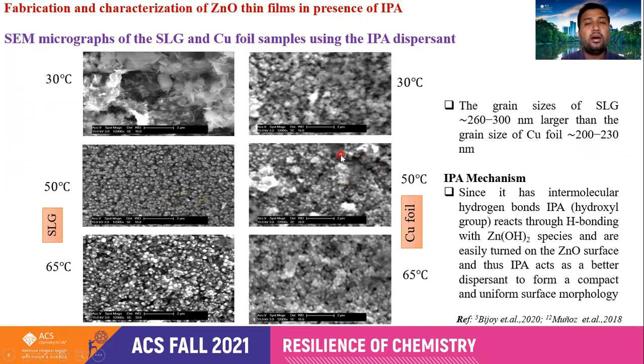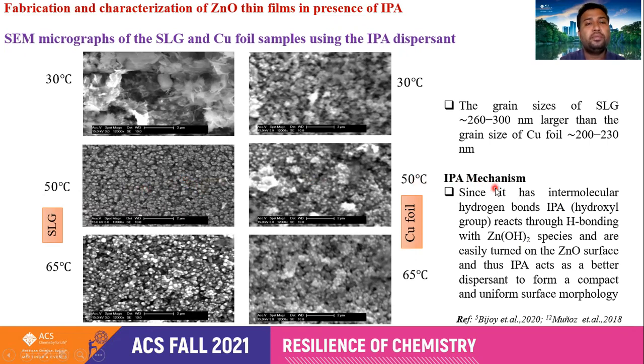Now I will try to explain the isopropyl alcohol mechanism. Why did I choose isopropyl alcohol? Some scientists, Lee et al. and Shea et al., tried different types of dispersing agents like ethylene glycol and propylene glycol, and they found that the quality of zinc oxide thin films is better above 95 degrees Celsius. But when I used isopropyl alcohol, I got better quality zinc oxide thin films at 50 degrees Celsius.